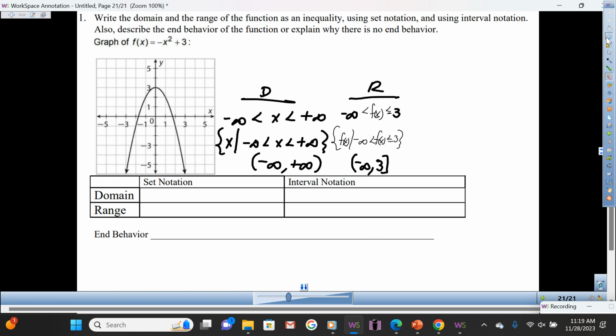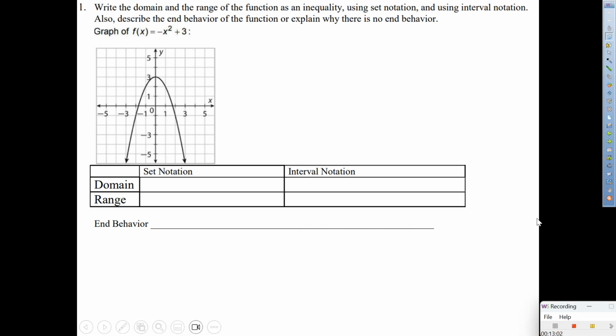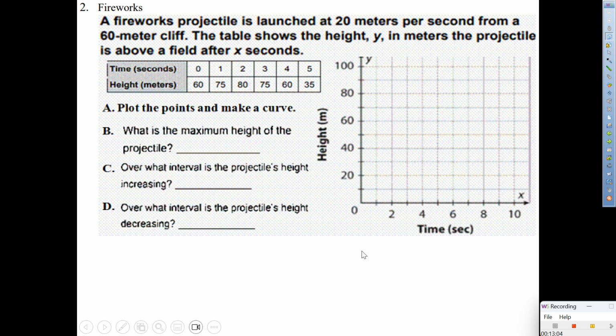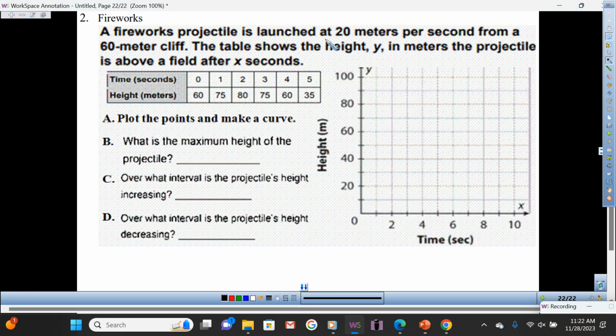All right, so let's move on to number 2. Let's go to that one. It reads, a fireworks projectile is launched at 20 meters per second from a 60-meter cliff. The table shows a height, y, in meters. The projectile is above the field after x seconds. So, first things first, you are given a table. Can you plot these points? Yes, let's do that really quick on your paper.